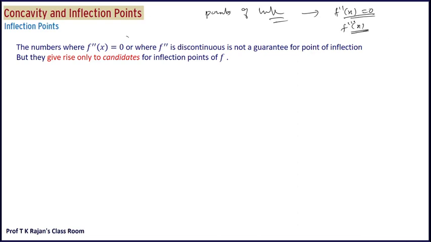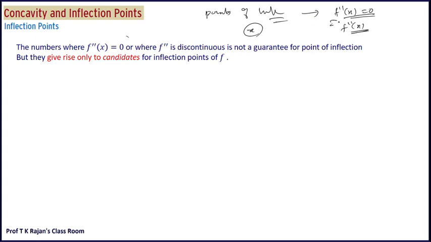So these are the conditions required: either f double dash x equals 0 or f double dash x does not exist. This is actually a necessary condition. That is, if x is a point of inflection, then f double dash x will be 0 or f double dash x does not exist. What about its converse? Suppose f double dash x equals 0, can you say that it is a point of inflection?